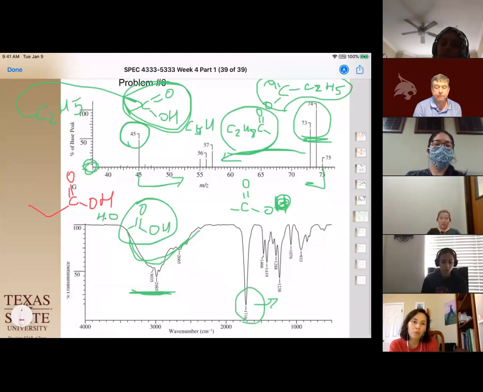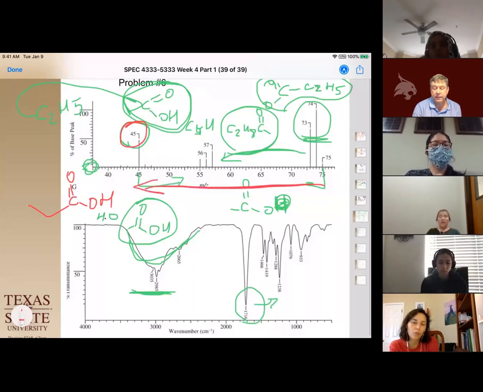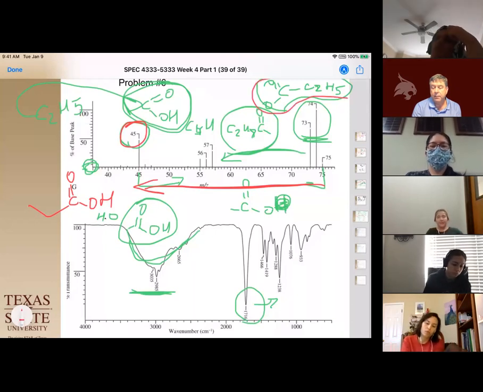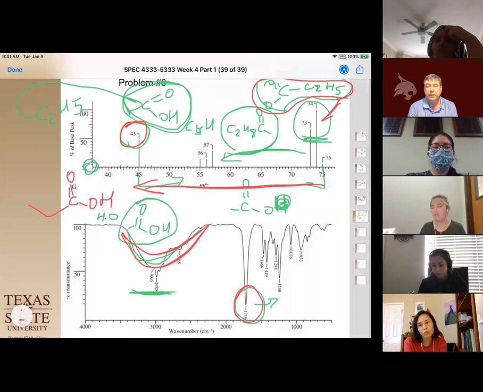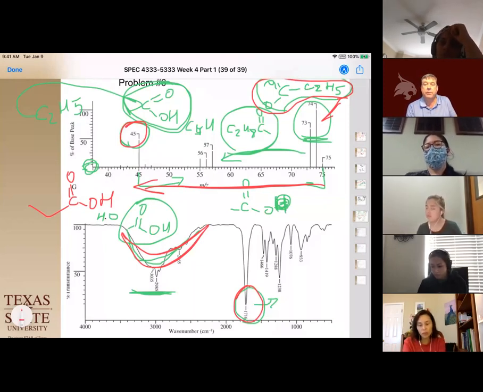Okay? So we worked our way all the way through the mass spec, telling us what our different fragments were. This primary fragment fits here, and it fits here. This fits in. I think everything fits in. I can't find anything that doesn't fit. What do you think?